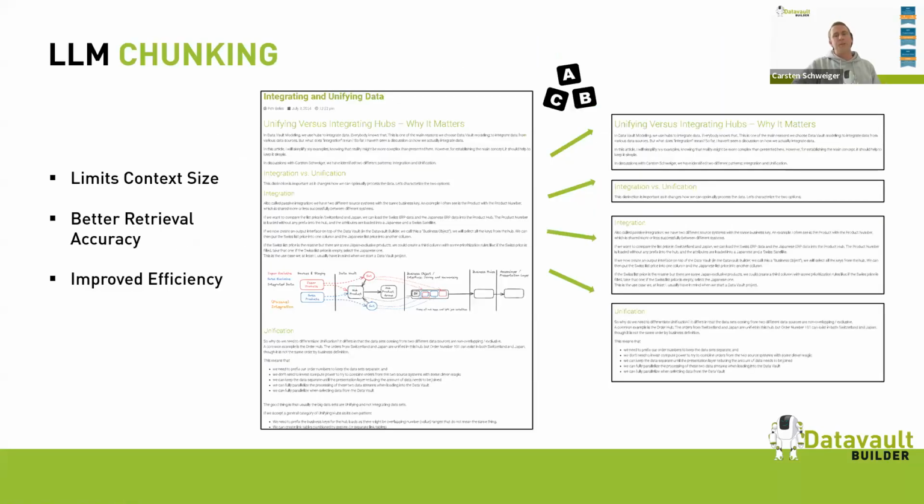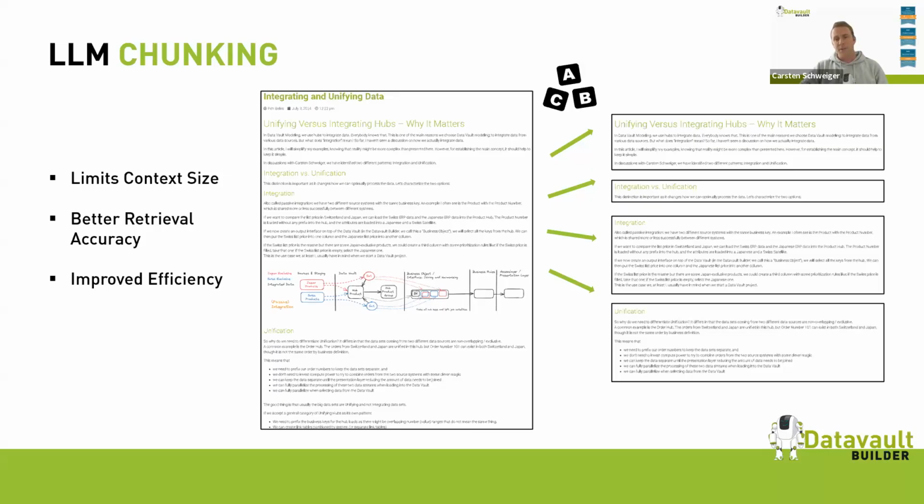Yeah, let's go to the chunking. What is the chunking? The chunking limits the context size. That means the LLM gets the right context to answer more accurate. So the embedding is more accurate if the text is structured in smaller chunks. So if the chunks have the right size, the chunk includes the relevant data for the right answer. And also smaller chunks are more efficient to process.